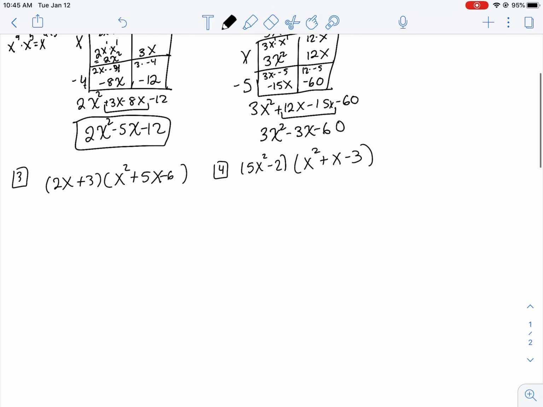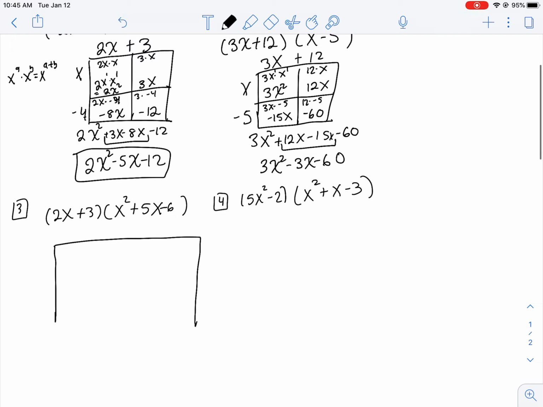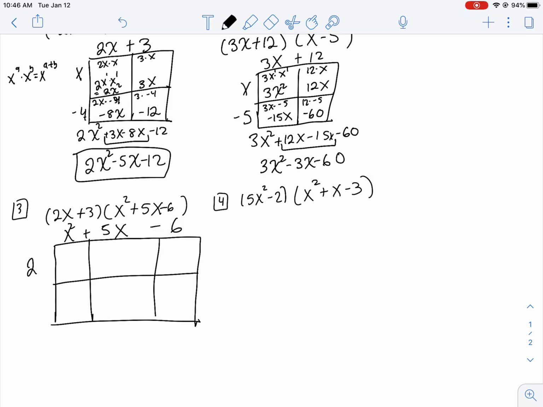Now, what would happen if we added an extra term? Well, we noticed here that for each term we're getting an extra box. So you have 2 terms and 2 terms, you need 4. So 2 terms and 3 terms will give you 6 boxes, because 3 times 2 is 6. So I'm going to put the length as x squared plus 5x minus 6, because it doesn't matter, and the 2x plus 3 on the side.